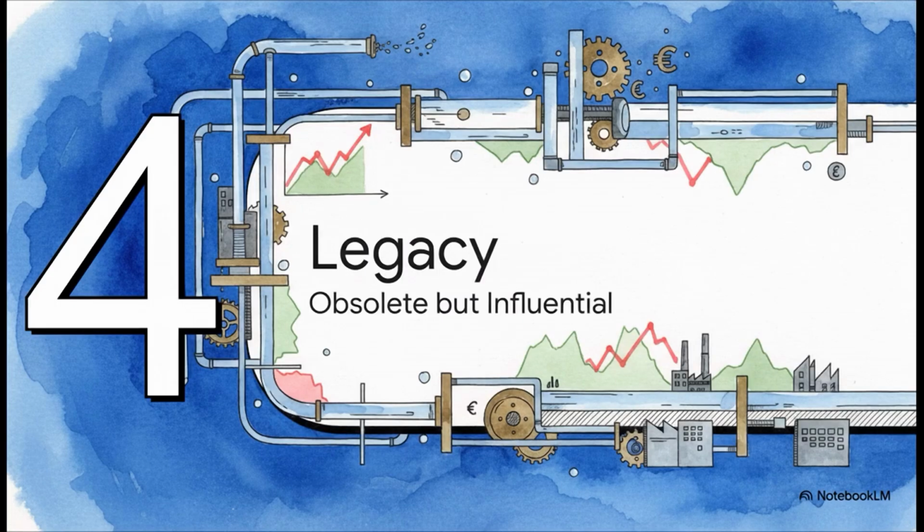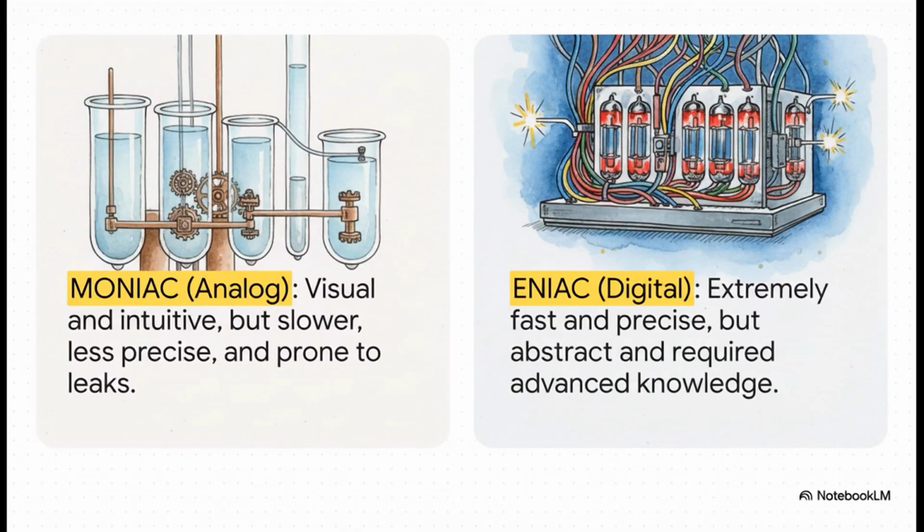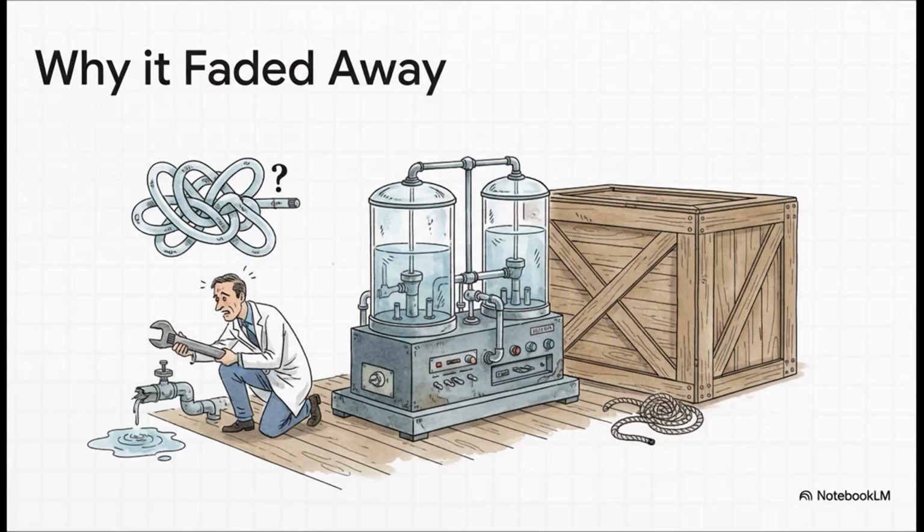But hang on, if it was so brilliant, why aren't we all using water computers today? Well, the answer, of course, was the dawn of the electronic digital computer. Machines like the ENIAC, and yep, the similar name is no coincidence, could crunch numbers with a speed and a precision that a physical, water-based system just couldn't ever hope to match. So in the end, its physical nature was both its greatest strength and its biggest downfall.